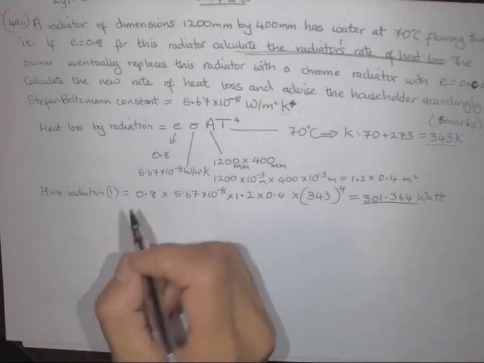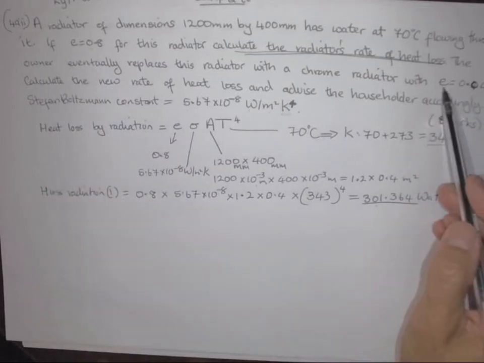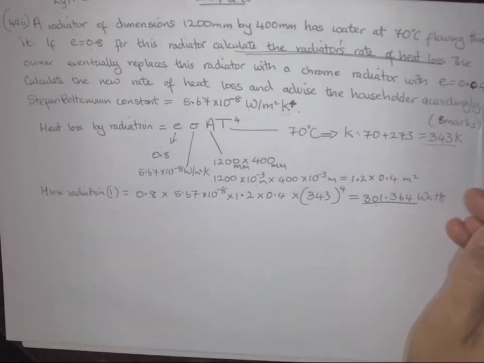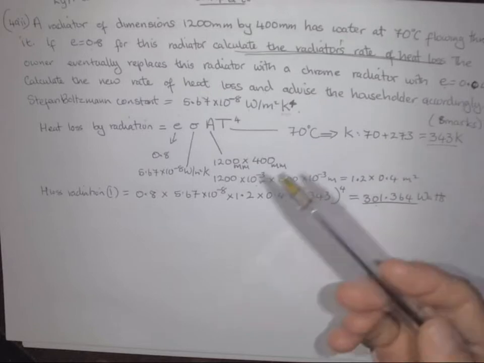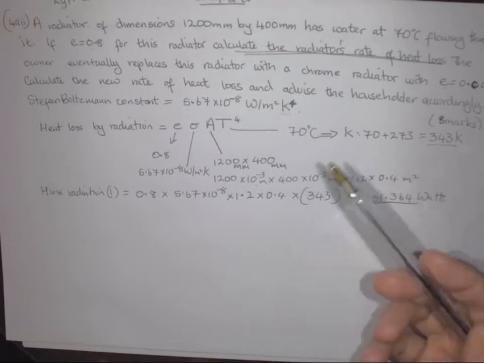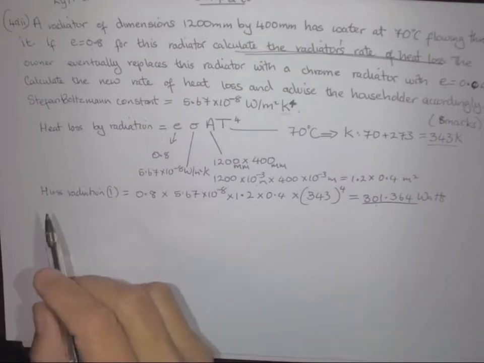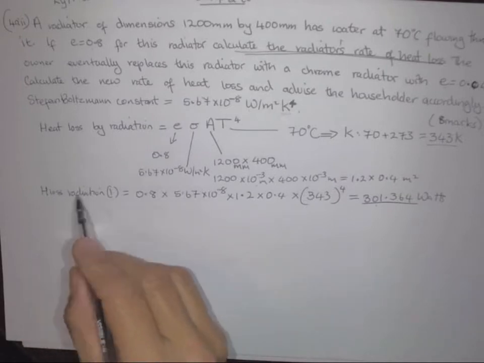Now, the emissivity constant here is 0.8 and the emissivity constant for the second heater is 0.04. The emissivity constant ranges from 0 to 1. If it's 1, it means it radiates quite a lot of heat. And if it's 0, it doesn't radiate any. So then let's try for the other one.